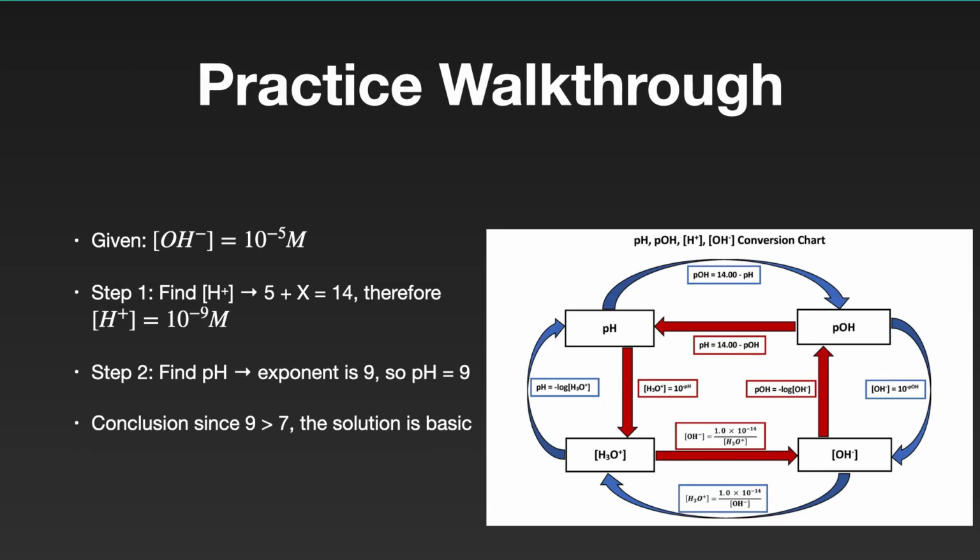If your hydroxide concentration is 10 to the negative 5, you ask yourself, 5 plus what equals 14? The answer is 9, so your hydrogen ion concentration is 10 to the negative 9. Now that you have the hydrogen concentration, you just look at that exponent of 9. And that's your pH. Since 9 is higher than 7, we know this solution is basic.